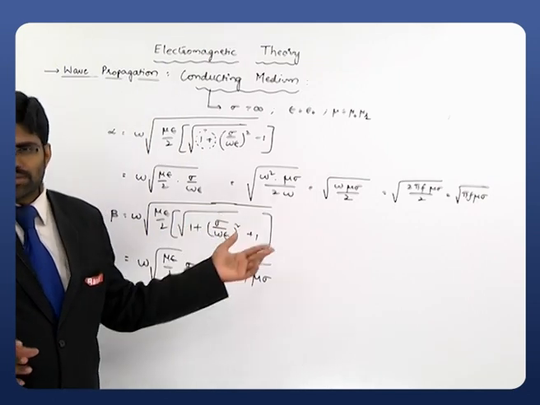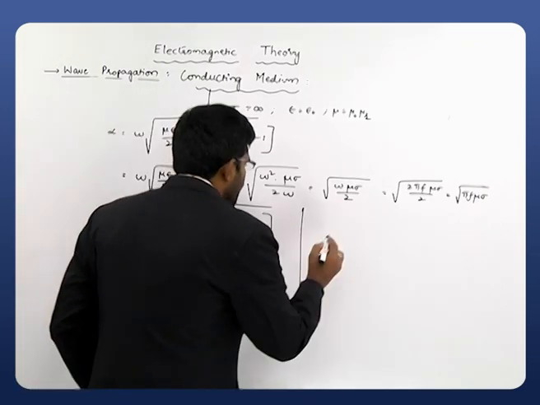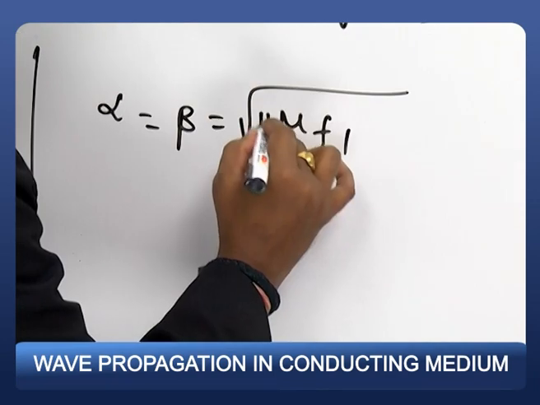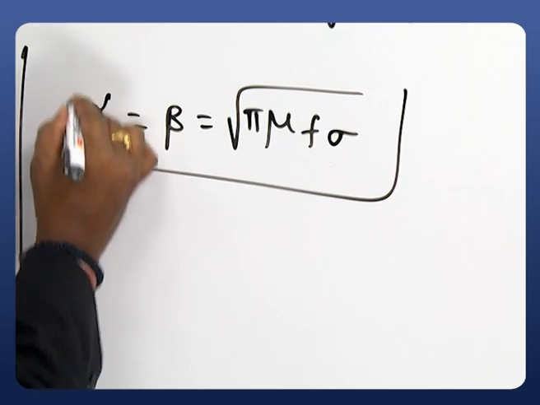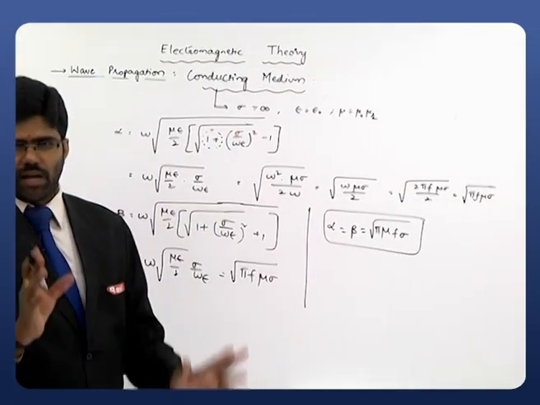The remaining terms can be obtained from this beta, right? So clearly compile this: alpha equals beta equals the square root of pi f mu sigma is the quantity that we are supposed to remember. The remaining quantities you can derive, right?